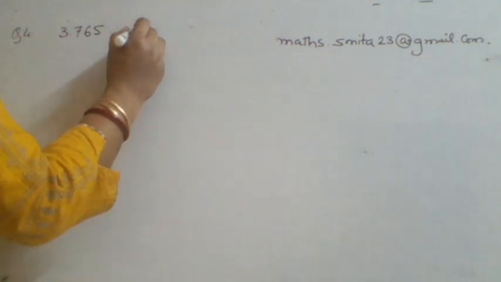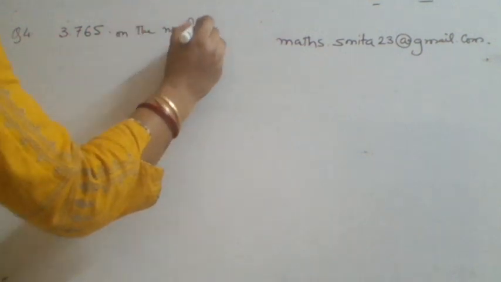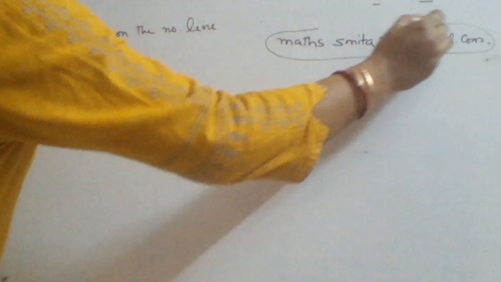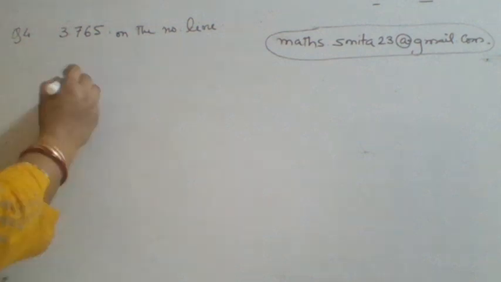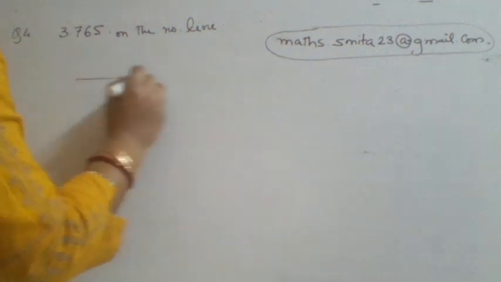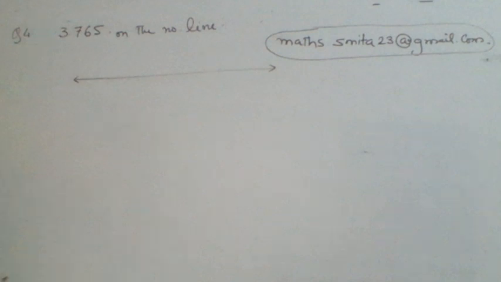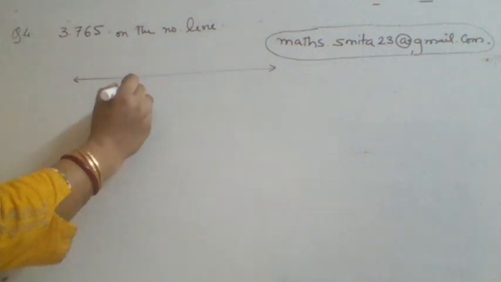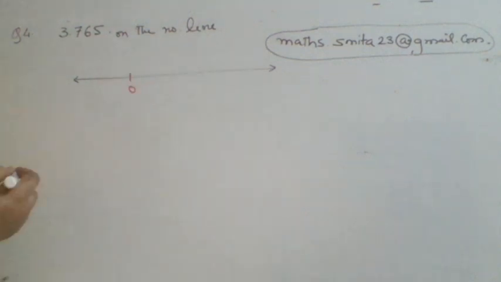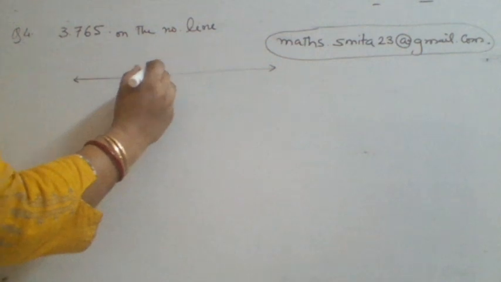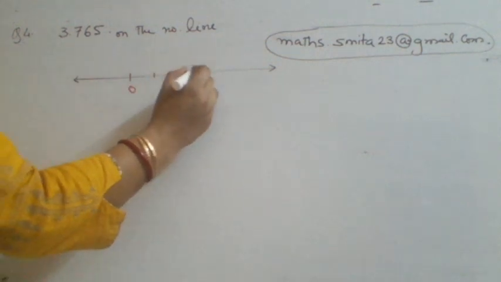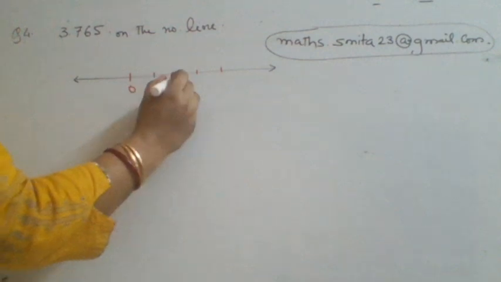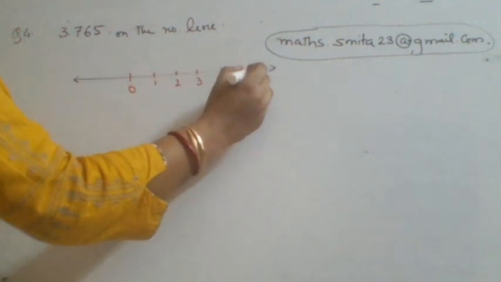On the number line. You know, the number line that we talk about, that is your real number line. What you do? You draw this number line. Just now we have done the chapter of coordinate geometry, so you are quite familiar with the number line and all that. Say this is the point 0. Now this is your 1, 2, 3, 4, and this one is 5.